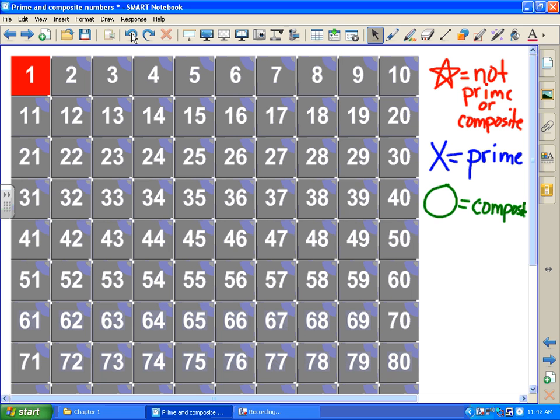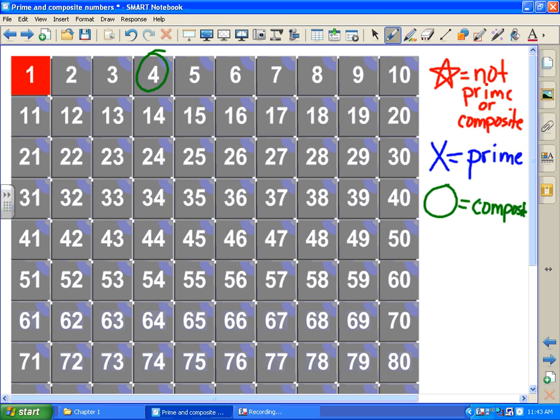Now, any multiple of 2 is going to be a composite number, and why? Does it have more than 2 factors? Because 2 becomes a factor, right? So what's the first multiple of 2? 4. So composite numbers you're going to circle. So circle the number 4. We're in green now.